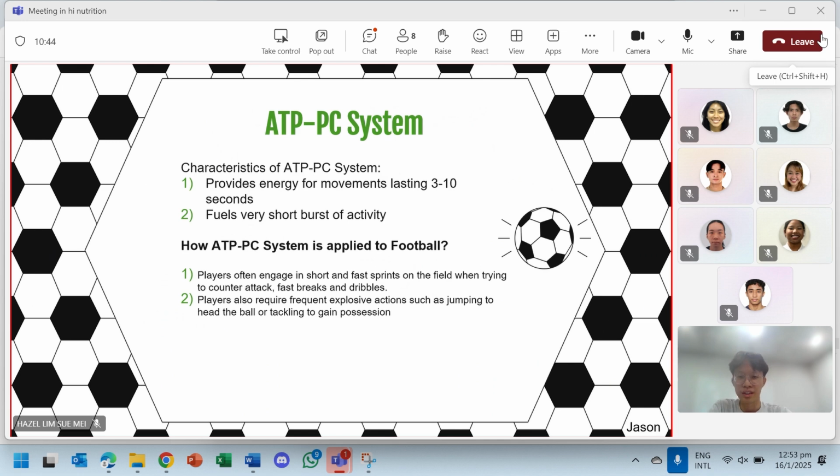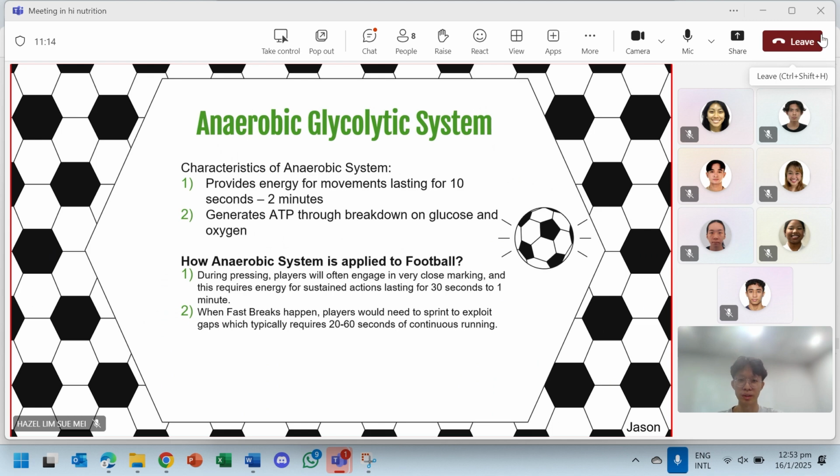So next up we have the ATP-PC system. So there are two characteristics of this system. One will be it provides energy for movements lasting 3 to 10 seconds, and it fuels very short bursts of activity. So how will this ATP-PC system be applied to football? So first, players will often engage in short and fast sprints on the field when trying to counter-attack, fast breaks, or dribbling. So players will also require frequent explosive actions such as jumping to hit the ball or tackling to gain possession.